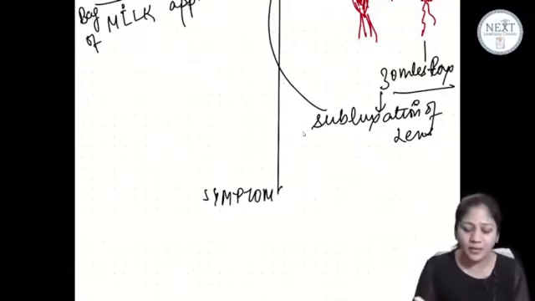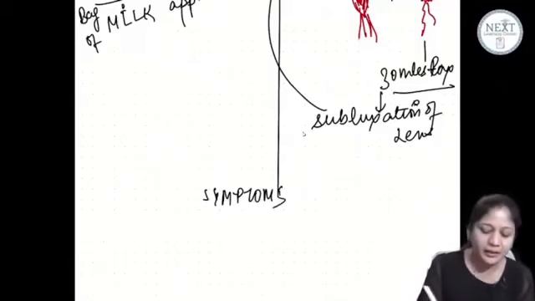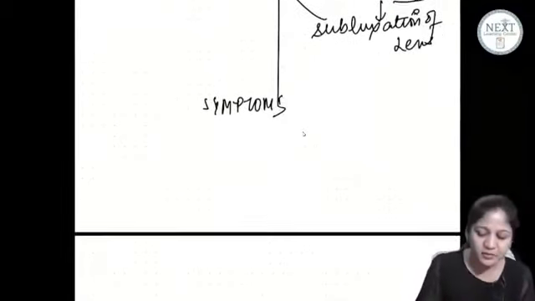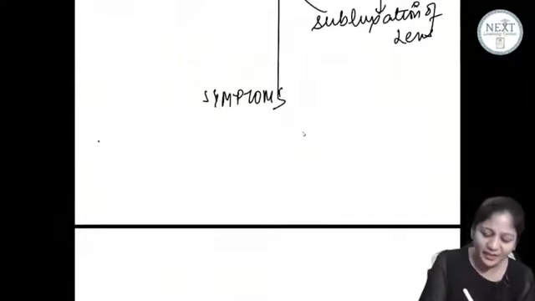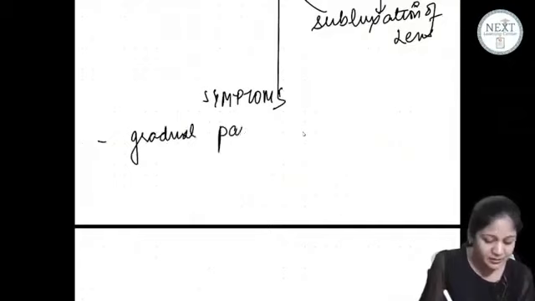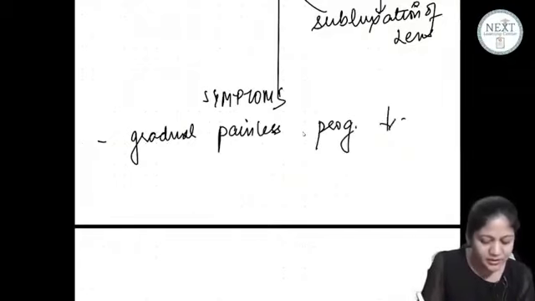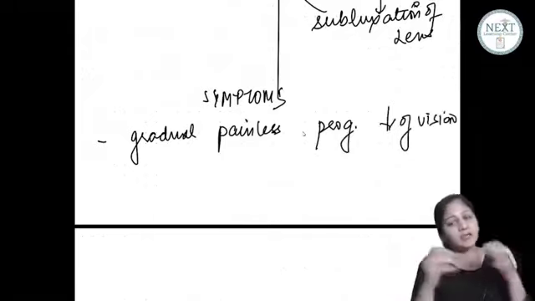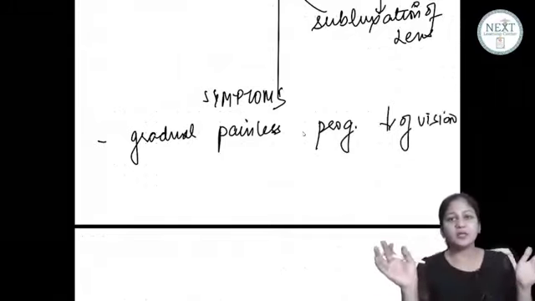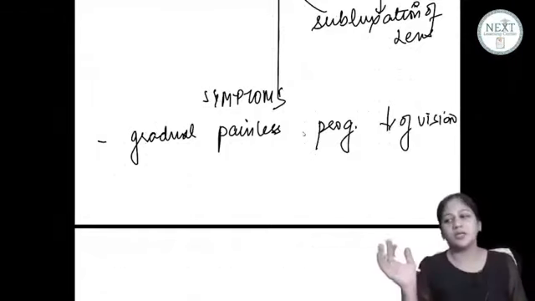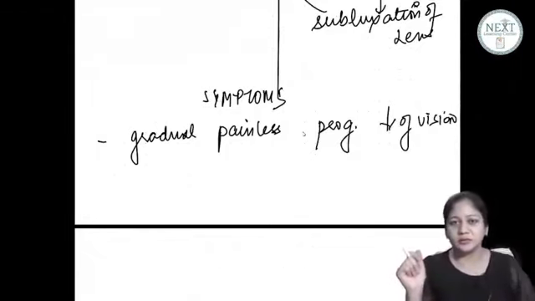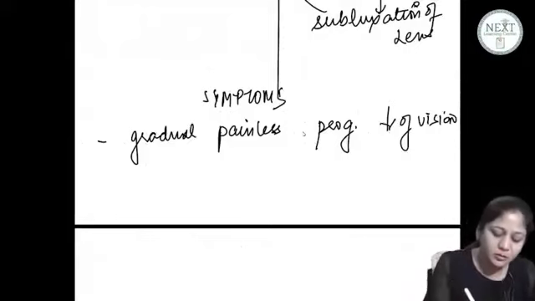So is it a progressive decrease or is it just static? It's always a gradual, painless, progressive decrease of vision. Am I clear, friends? This is the complete statement. It's gradual, it's a painless process, and it's a progressive decrease of vision. Very good. This is the first and most important symptom.